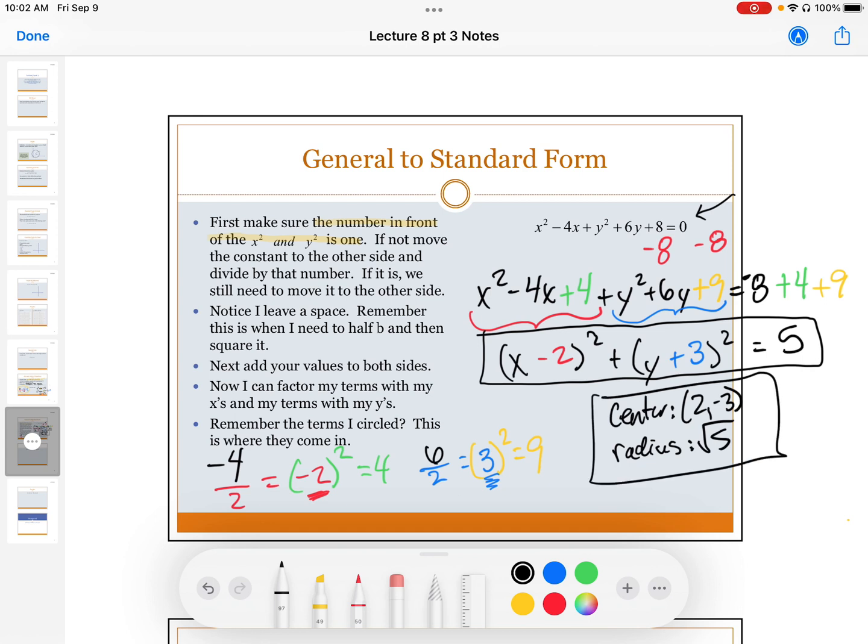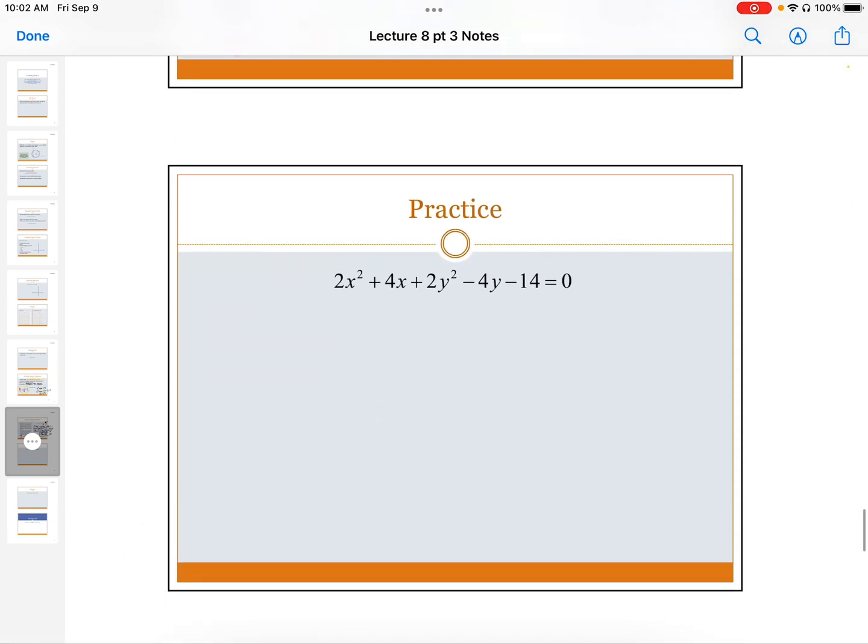So when you guys take your quiz on this lecture 8, it's going to give you one in the general form like this. Then it's going to say, hey, what's the standard form? Then it's going to ask for the center and the radius. And then with all that information, you guys can go about graphing this thing. Okay, so that is turning general form into your standard form. So let's try another one here.